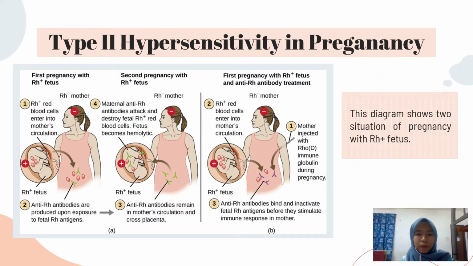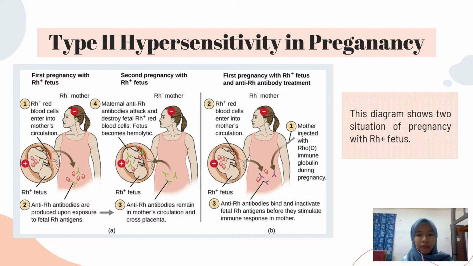This is type 2 hypersensitivity in pregnancy. There are diagram A and diagram B. In diagram A, when an Rh-negative mother has an Rh-positive fetus, fetal erythrocytes are introduced into the mother's circulatory system before or during birth, leading to production of anti-Rh IgG antibodies.